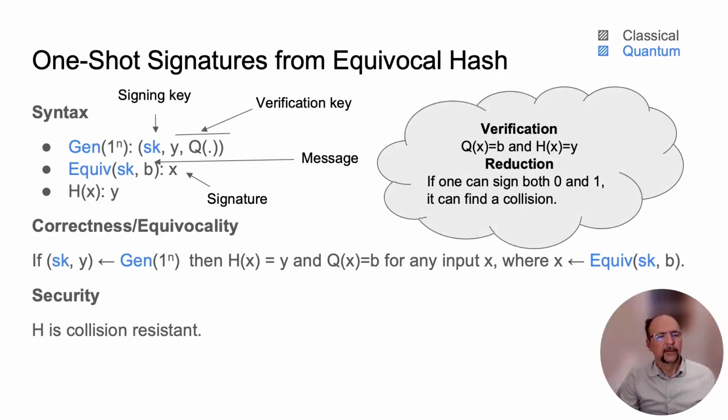The signing key is exactly the secret key that is given as input to the equivocation algorithm. And then the verification key is the predicate Q as well as Y, the target against which we can equivocate. The signing algorithm is just the equivocation algorithm, and then what we need to verify is simply to apply the hashing on the signature, which is X, and then make sure that the predicate matches the bit. Now observe that this will give us a signature for single bits.